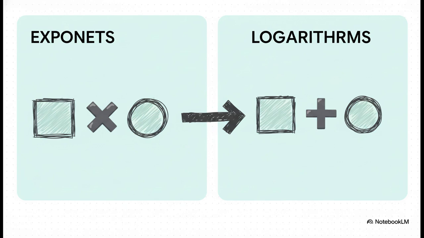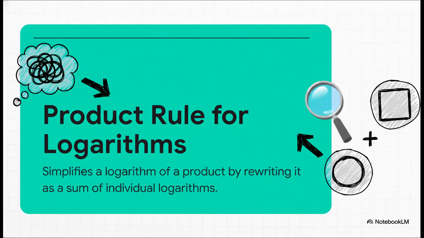Let's start with rule number 1, the product rule. Remember how with exponents, multiplying two things meant you added their powers? Well, guess what? It's the exact same logic for logs. The logarithm of a product becomes the sum of the individual logs. See that? Multiplication on the inside becomes addition on the outside. So to put it a bit more formally, the product rule for logarithms lets you take a really complicated multiplication problem that's stuck inside a single log and just break it apart into a much simpler addition problem with two separate logs. It's an amazing tool for simplifying things.